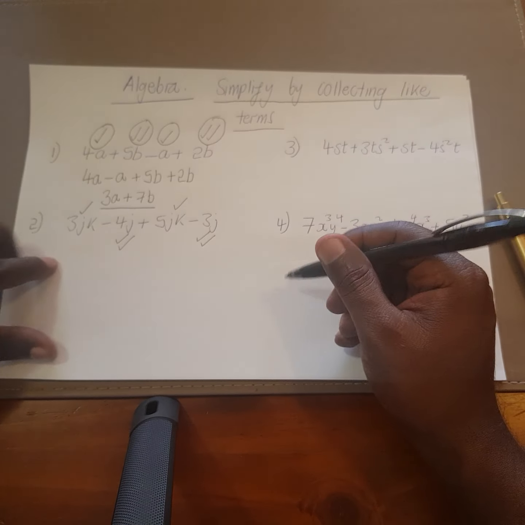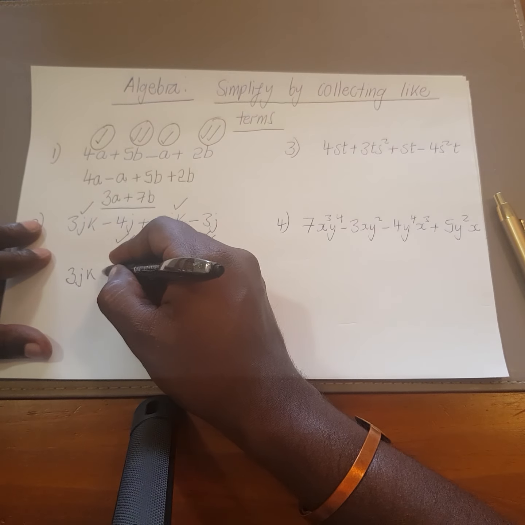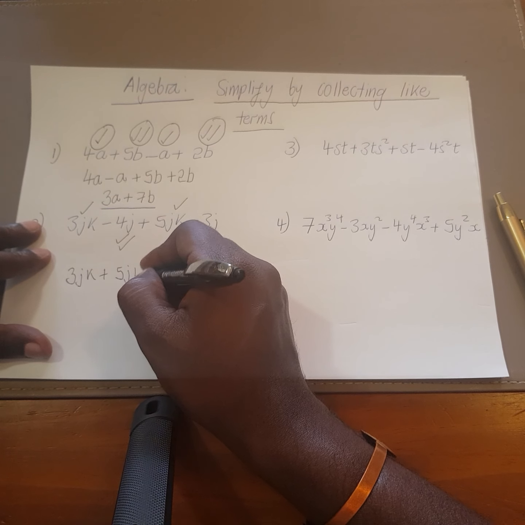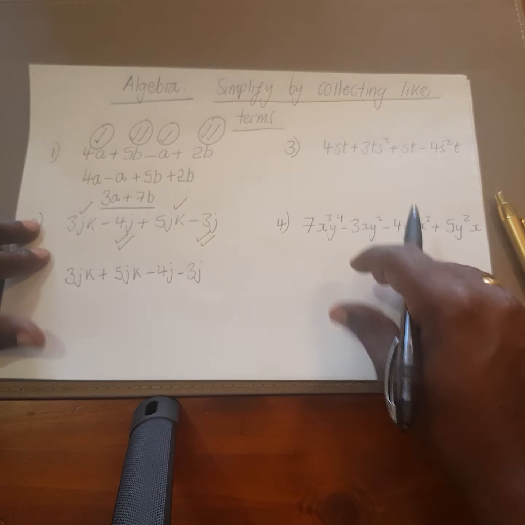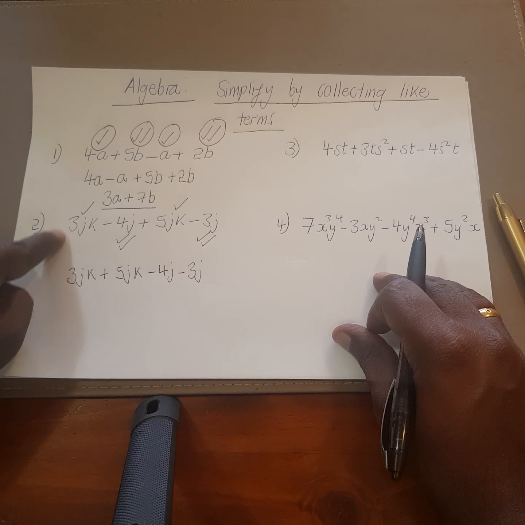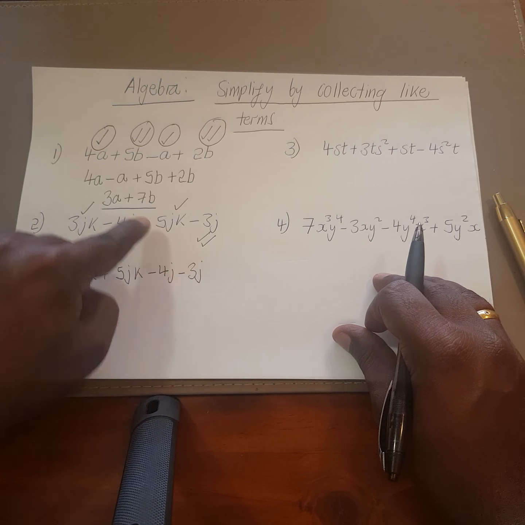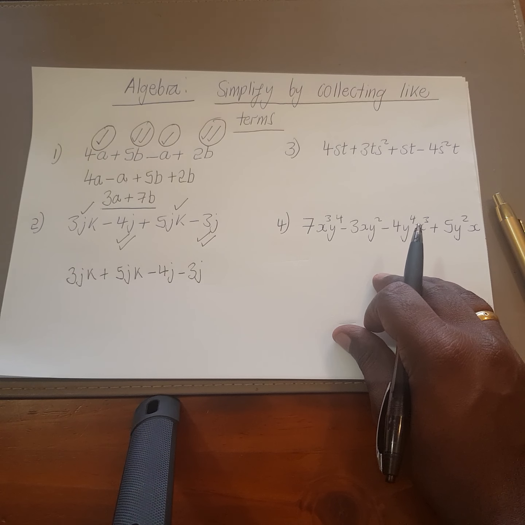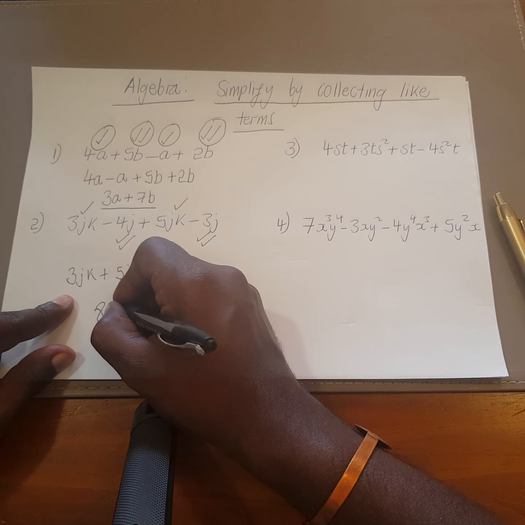So now I'll rearrange. That's going to be 3jk plus 5jk minus 4j minus 3j. Can you see when I've arranged them, I'm consistent with my sign. There's a 3jk, a positive 5jk, a negative 4j and a negative 3j. I've rearranged them but ensured that the sign is exactly the same. So 3jk plus 5jk, they are similar terms, so that becomes 8jk.